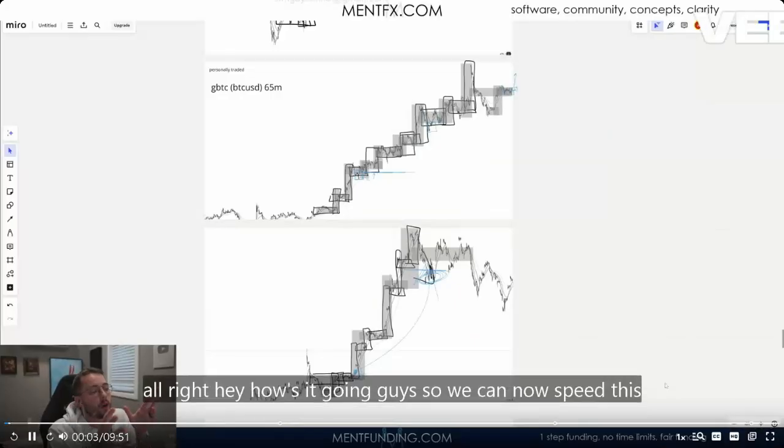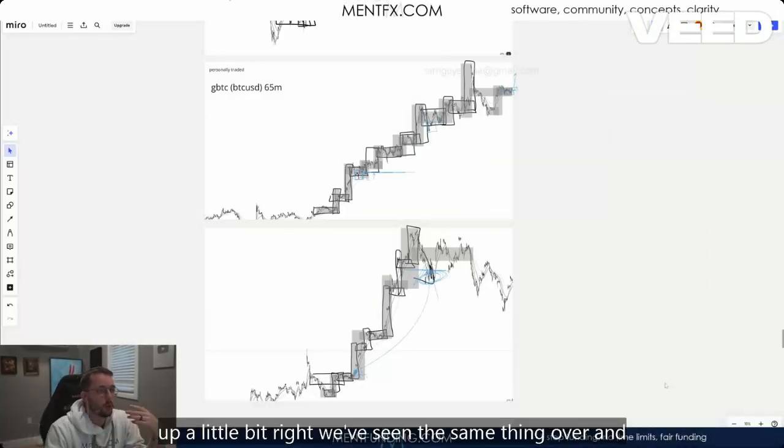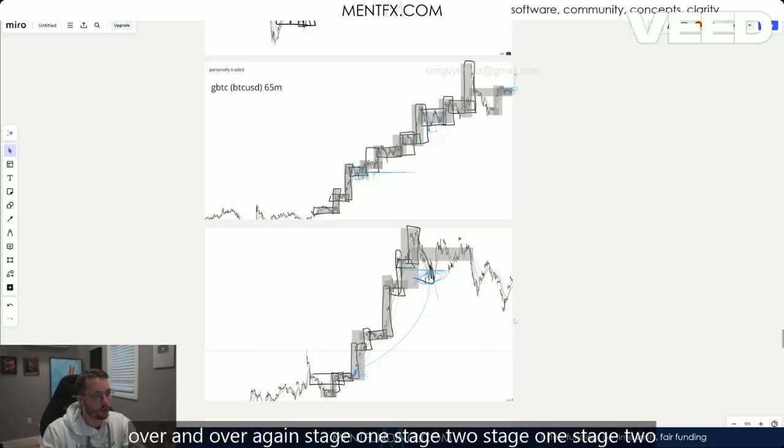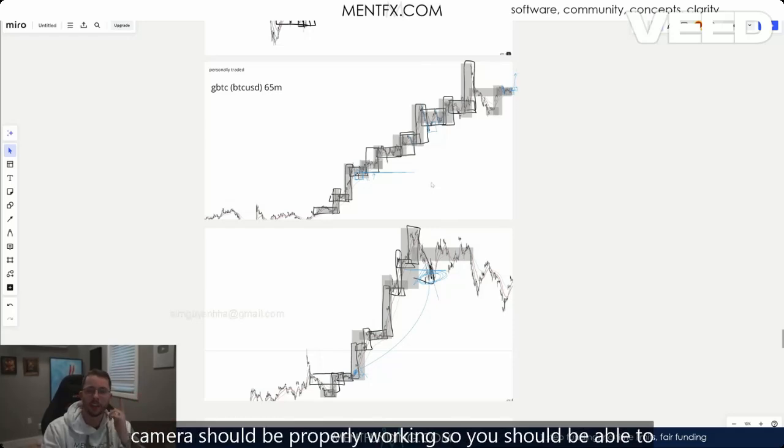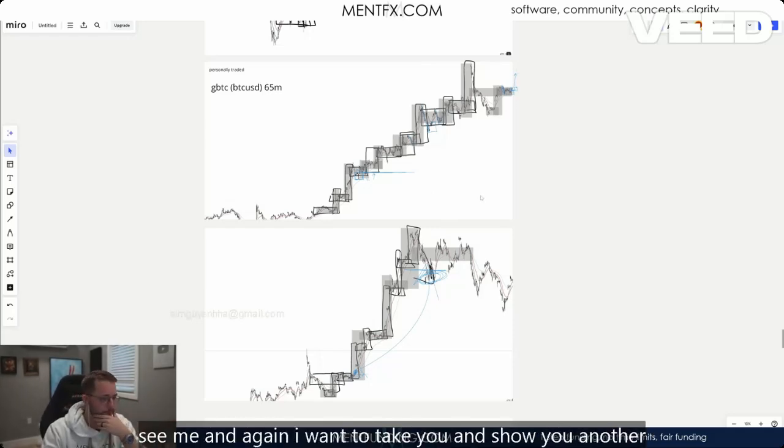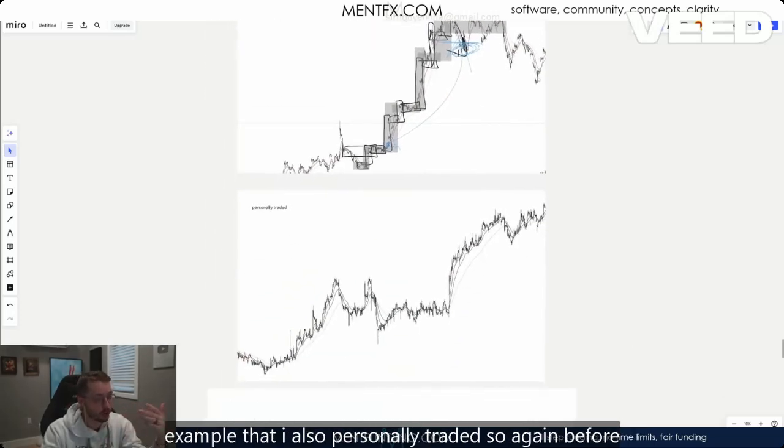So we can now speed this up a little bit, right? We've seen the same thing over and over again, stage one, stage two, stage one, stage two, and this was on something I personally traded. Now the camera should be properly working, so you should be able to see me. And again, I want to show you another example that I also personally traded.